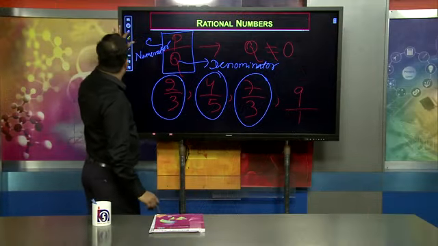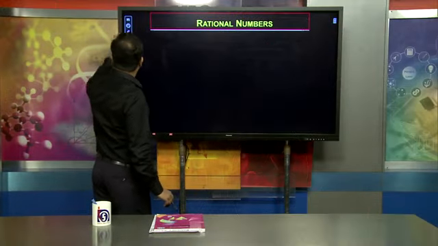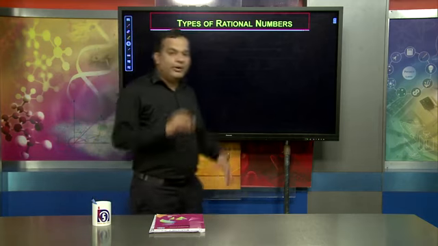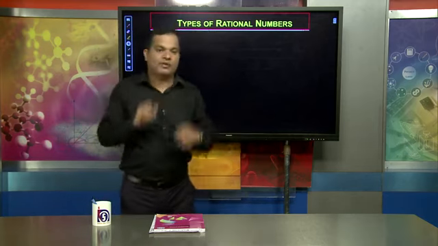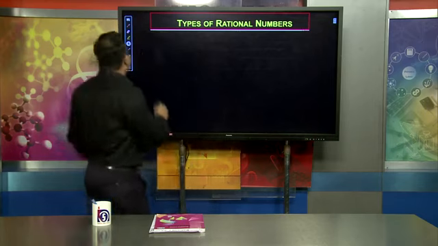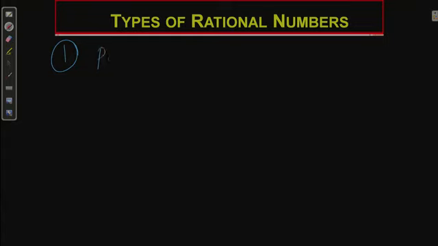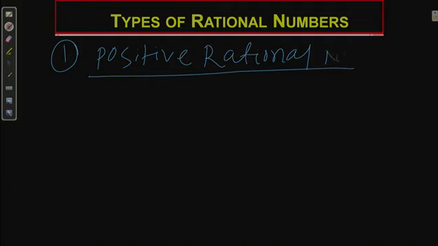Now we will move to a very important thing, that is types of rational number. There are basically two types of rational number. The first category is positive rational number. When you categorize rational numbers, you will find positive rational numbers.